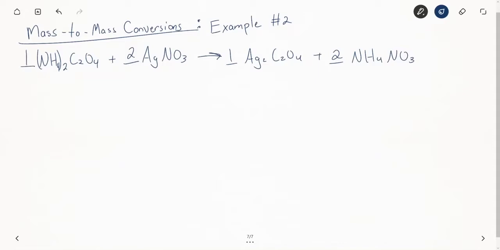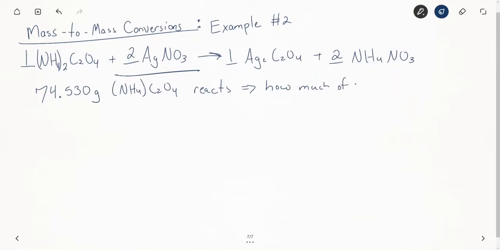This is kind of what we would face if we have to convert one of these substances in grams to the other. In this case, let's say we had 74.530 grams of ammonium oxalate, (NH4)2C2O4, reacting. And what they end up wanting is how much of the silver nitrate would you need? The information given to us is a value in grams. When you hear something like "how much of," they generally mean mass. So we're looking for the number of grams of the silver nitrate.